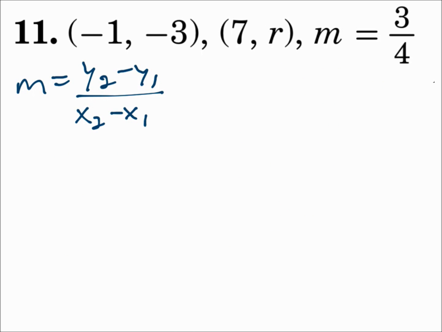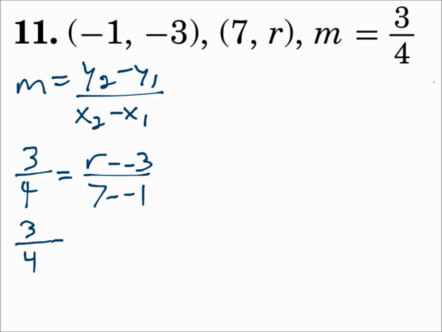Number 11. Do the same thing. Let's substitute the values in and solve. M is 3/4 equals y2 is r minus y1 is -3 over x2 is 7 minus x1 is -1. So get the values substituted in and then solve for r. You can simplify a little bit first. R minus -3 is really r plus 3. 7 minus -1 is 7 plus 1, which is 8.